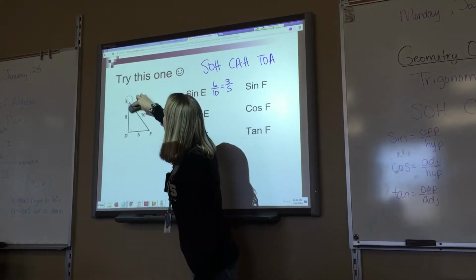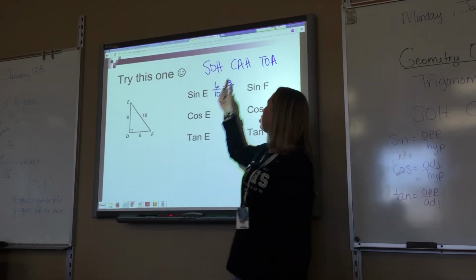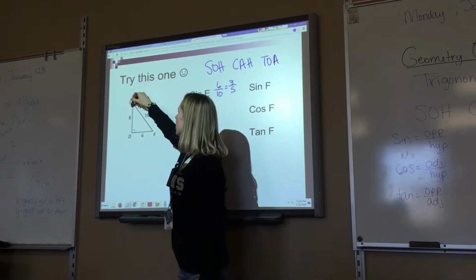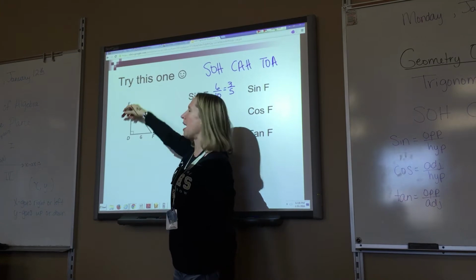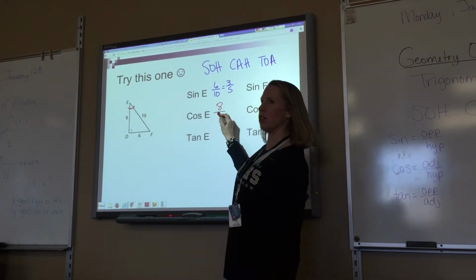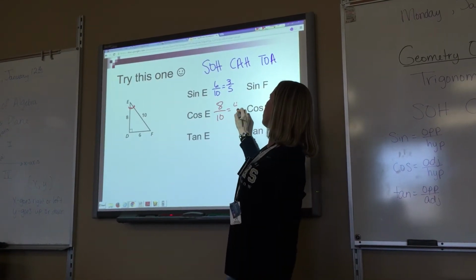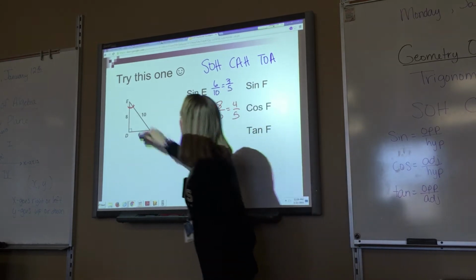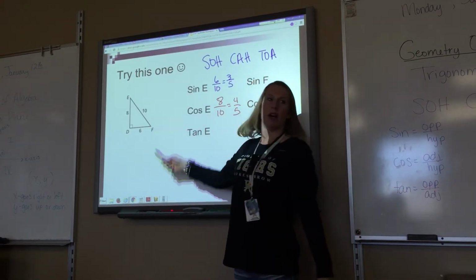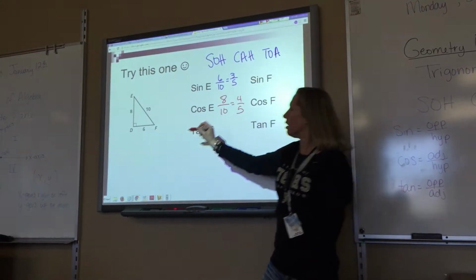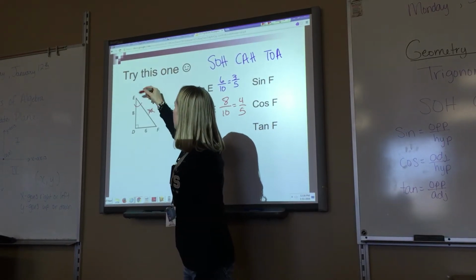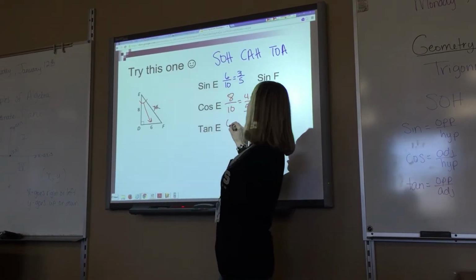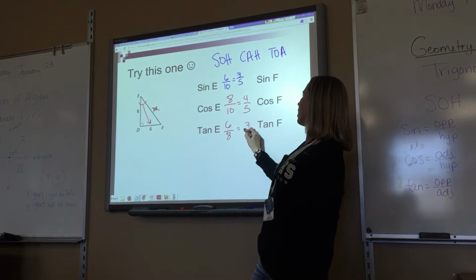Okay. Cosine is adjacent over hypotenuse. So what's the adjacent side to E? 8 over hypotenuse. So that would be 4 over 5. Tangent is the only one with no hypotenuse. So don't use 10, but what's the opposite? 6 over 8. That reduces to 3 over 4.